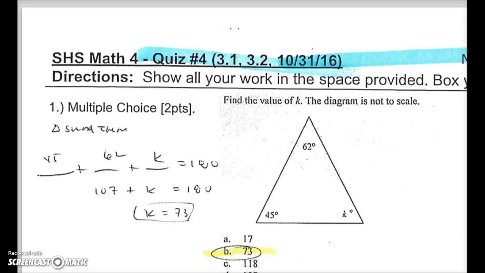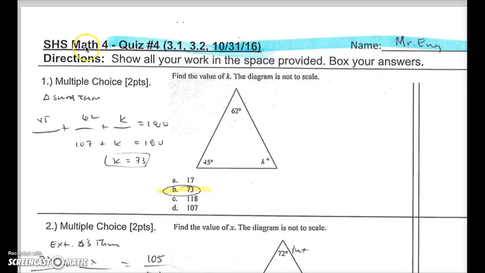Hi, this is Mr. Ng going over your Math 4, quiz number 4, section 3.1, 3.2, taken October 31st, 2016.